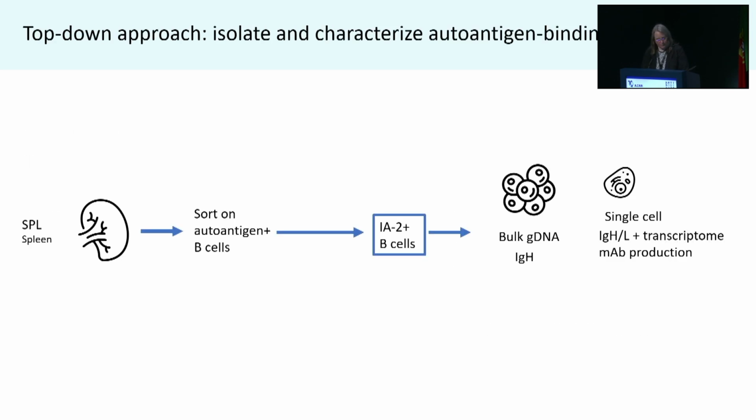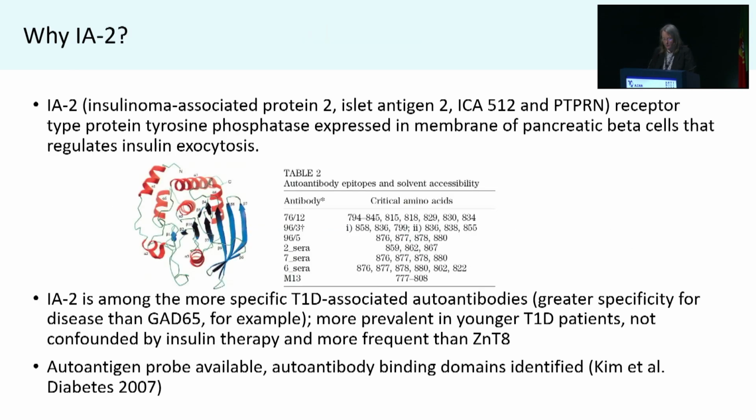So how do we do this? Well, one way is to take the spleen again, because it's a rich source of B cells, sort on the IA2 binding B cells, do bulk gDNA sequencing to get deep clonal reads, but also complement that with single-cell analysis to pull out your antibodies. Why are we interested in IA2?